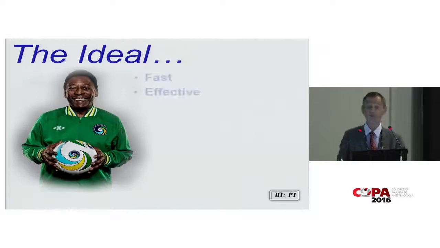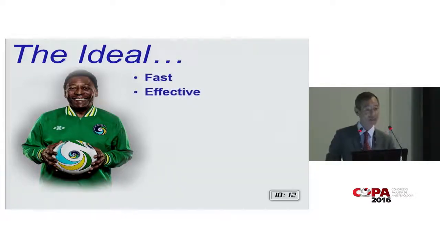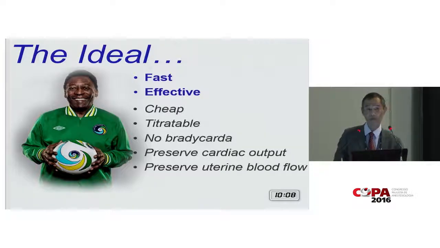The ideal should be fast and it should be effective. But also, the ideal should be cheap. It should be titratable. It should not cause bradycardia. It should preserve the cardiac output and, importantly, preserve the uterine blood flow.